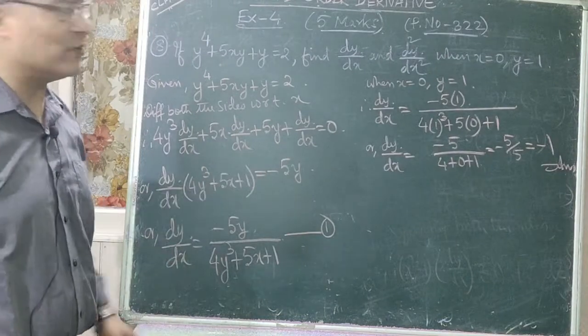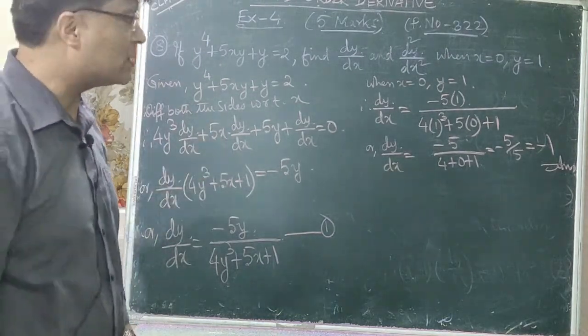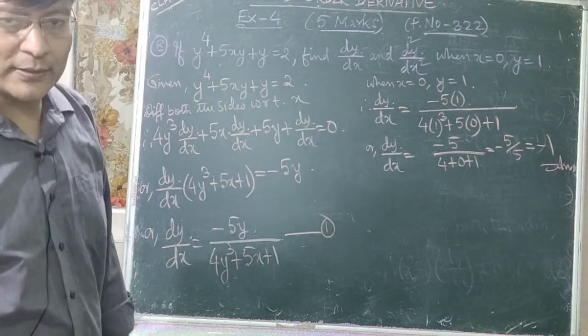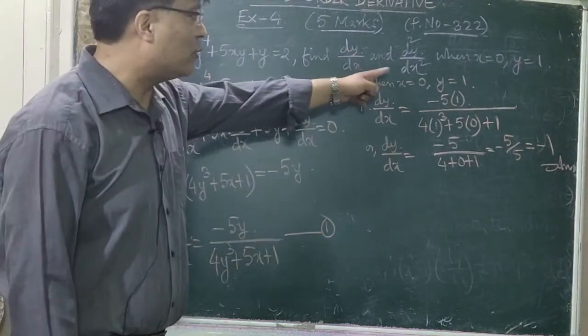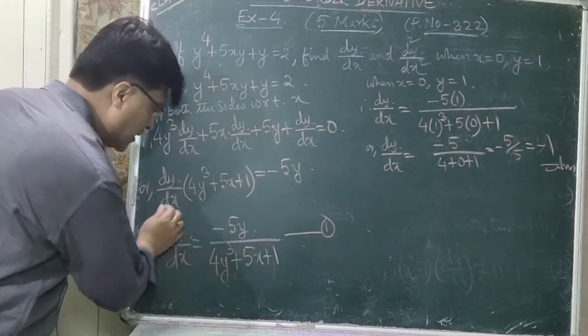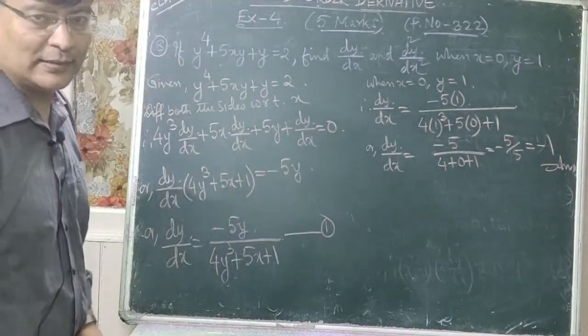So we got the answer for the first part. The value of dy by dx is equal to minus 1 when x is equal to 0 and y is equal to 1. Now we have to get the value of d2y by dx square when x is equal to 0 and y is equal to 1. So let us differentiate this equation 1 again, right?